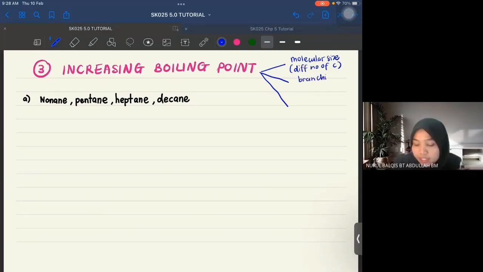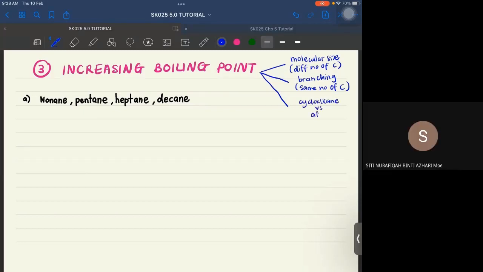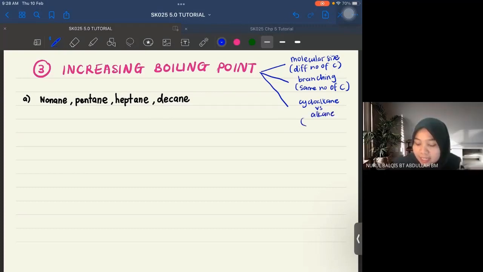Branching. Okay, branching. Branching kita akan cakap bila awak ada same number of carbons on your compounds. When you have same number of carbons, then you can talk about the branching. So somehow the branching will talk about surface area as well. Okay, and lastly, kita ada cycloalkane versus alkane straight. In other words, kita nak cakap pasal planar structure lah. Okay, so awak akan ikut dia punya priorities ni. Tapi dia depends lah pada dia punya situations.